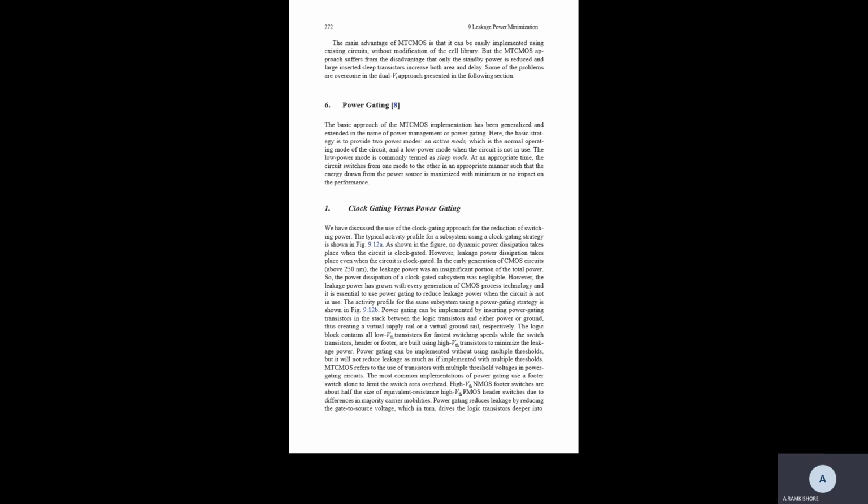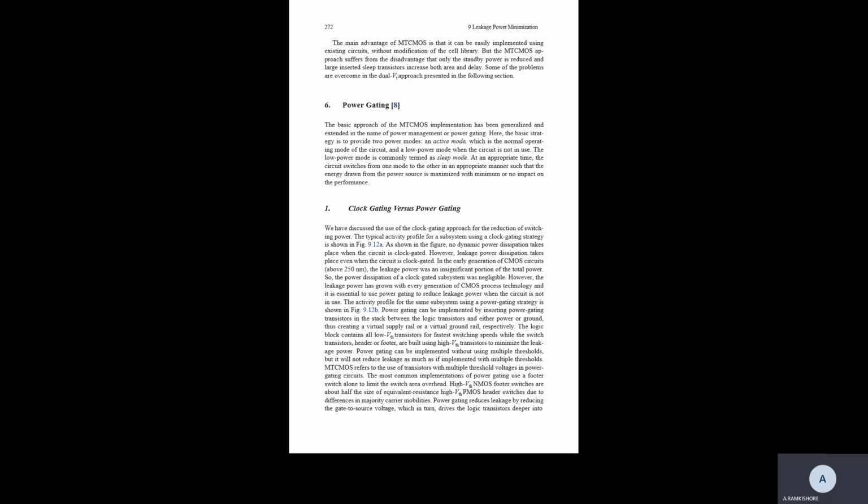This will be overcome by using the dual VT approach, where we use some power gating techniques to maintain the real supply lines and the virtual supply lines. Here we see another concept, what is meant by a power gating circuit to minimize the leakage power. That is the basic approach of the MTCMOS implementation.